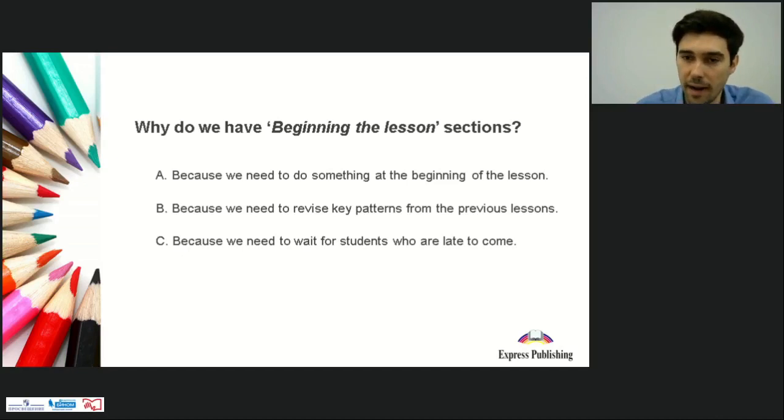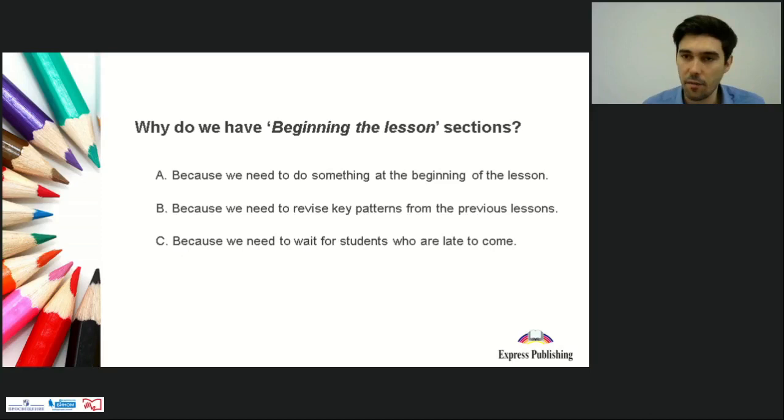They need to practice and revise constantly to keep the language and the different structures fresh in their minds. By doing this as teachers, we're also able to see how students have progressed, if they've been able to successfully acquire the language we've been teaching in the class, or if they need a little bit more help and support. Of course, it's always good to do something at the beginning of the lesson, as option A suggests, but the main aim for us as teachers is to be revising these key patterns.